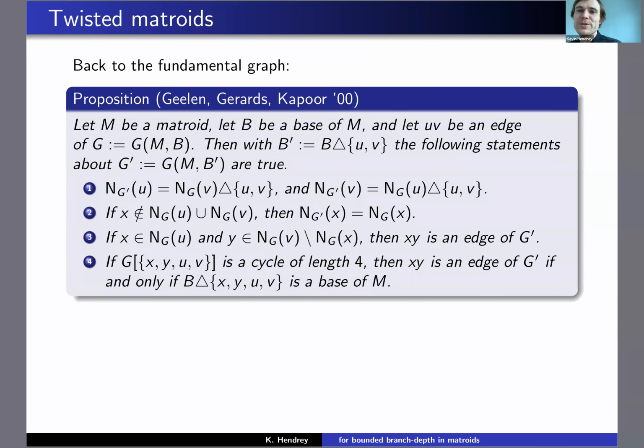But these three rules aren't enough to completely tell you what the new fundamental graph will look like based on the old fundamental graph. If we add this fourth rule, then it is enough. If we consider a cycle of length 4, then the edge xy is in the new fundamental graph if and only if the symmetric difference of B and xy uv is also a base of the matroid.